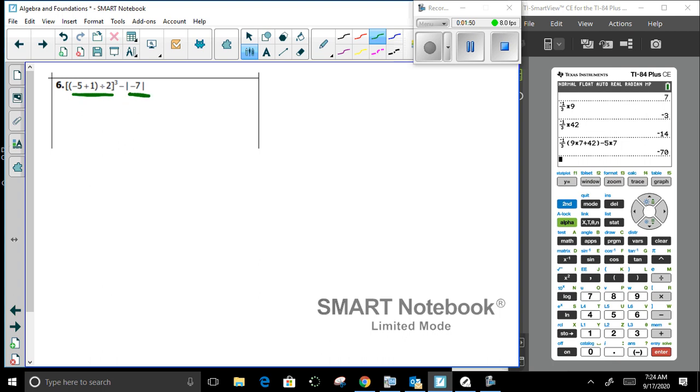And then what does this mean right here? And that's your absolute value bars. Remember, absolute value is the distance away from 0 on a number line. So let's go ahead and start with this. Do what's inside of parentheses. So leave my bracket. I have these parentheses. -5 plus 1 is -4. And I have the plus 2 there.